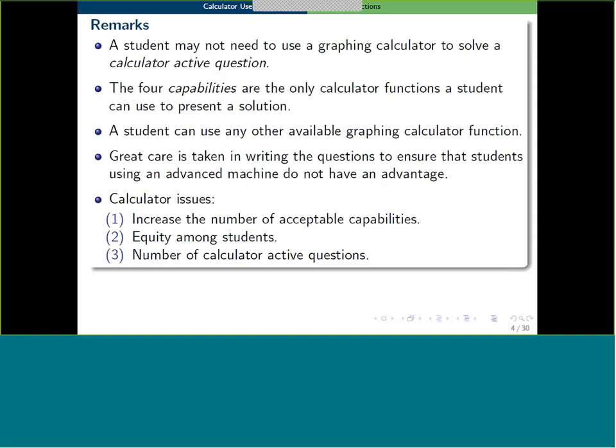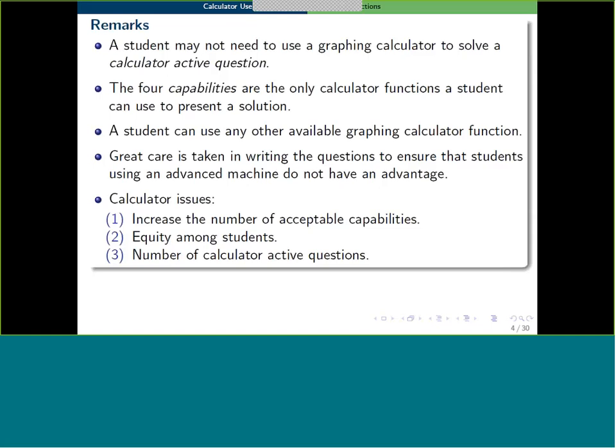I can't give you a real good reason why we did that, except that colleges, universities want to see students solve calculus problems without technology. And it has become increasingly difficult to write really good calculator active questions. And that's not a good excuse, but the number of calculator active questions did change from 3 to 2 a few years ago.